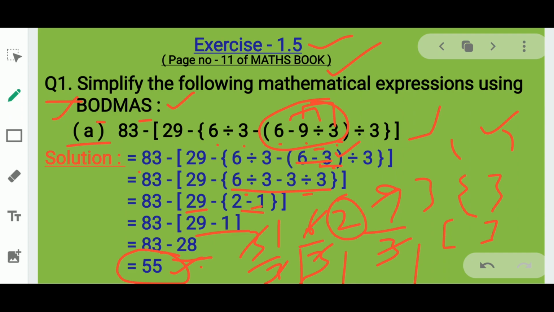After solving the curly bracket, we move to the big bracket and solve it. When we solved, we have 83 minus 28 and we subtracted it and we get 55 as the final answer. Let's move to the next question, students.